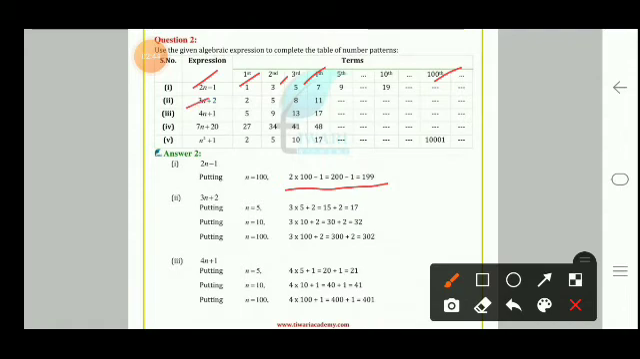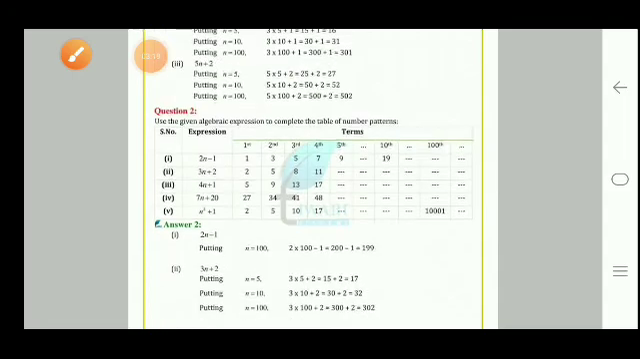In the second it is 3n plus 2. Putting n equals 5, 3 into 5 plus 2 gives 17. Then putting n equals 10, 3 into 10 plus 2 is 32. Then n equals 100, 3 into 100 plus 2 is 300 plus 2, 302. Then the third is 4n plus 1. Putting n equals 5, n equals 10, n equals 100, we have 4 into 5 plus 1, that is 21, 4 into 10 plus 1, that is 41, 4 into 100 plus 1, that is 401.